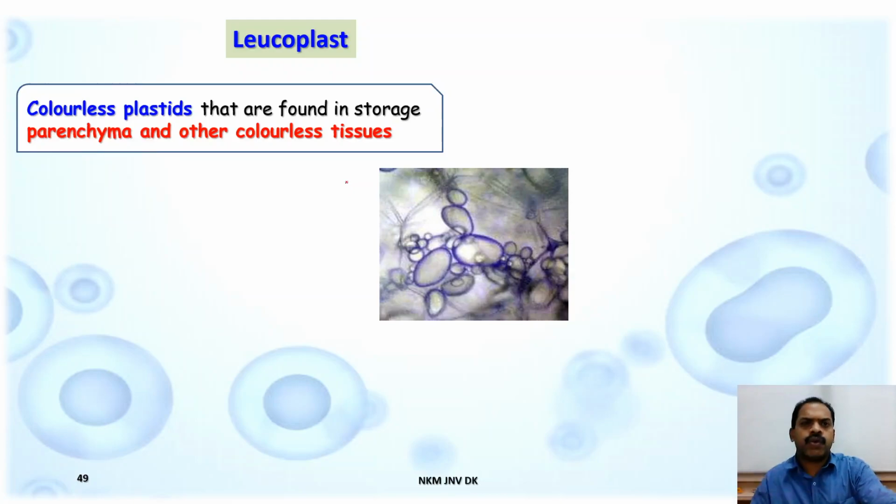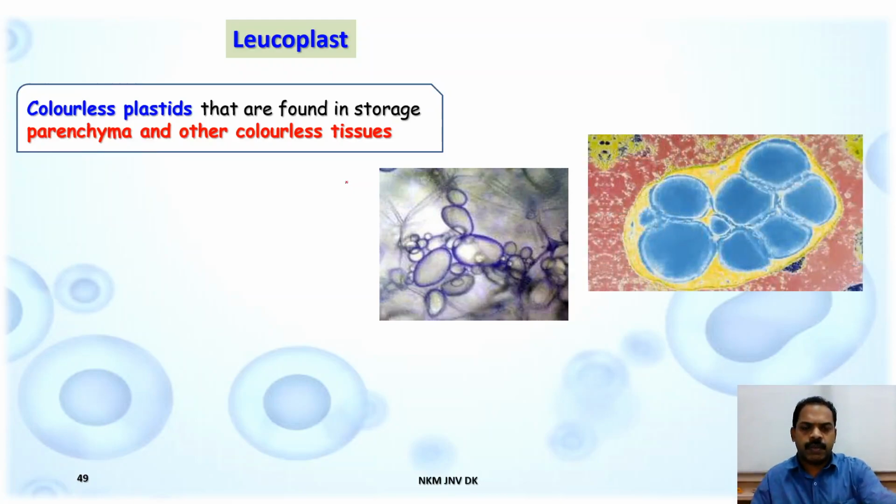So there are different types of leucoplast based on what type of material they are storing. Some of them will store starch, some will store protein, some will store oil particles. Depending on the material, just like the sunflower seed stores oil, so sunflower oil is there. Groundnut, if we break it and rub it on a white paper, we can see an oily tint.